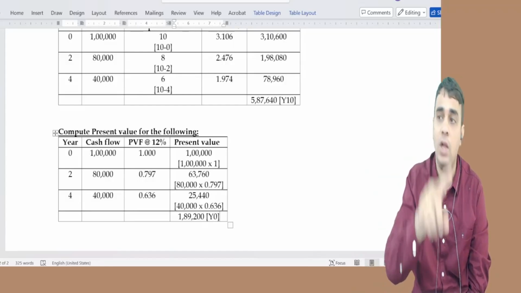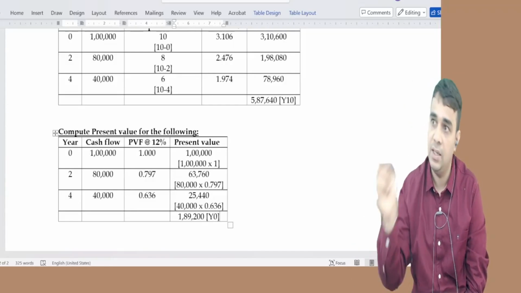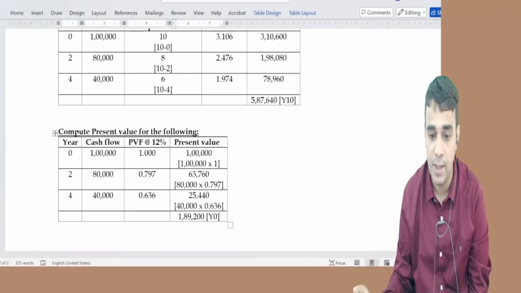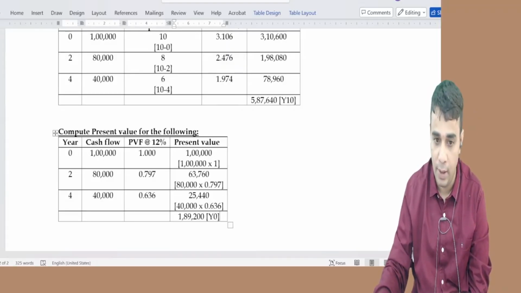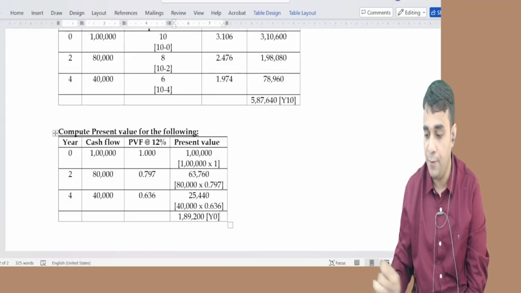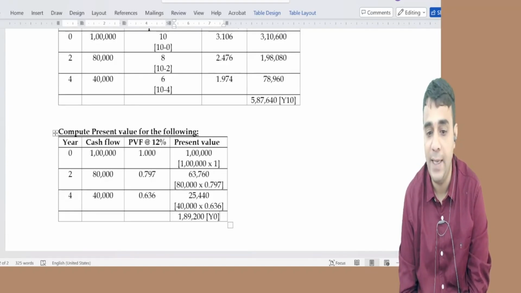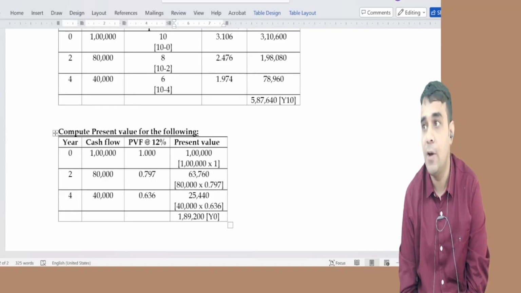I want all the 3 numbers on year 2. Year 0 compounding. Year 2 copy paste. Year 4 discounting. Now 189,200 in the calculator. 189,200 into 3.106, you get 587,655. Earlier we got 587,640.